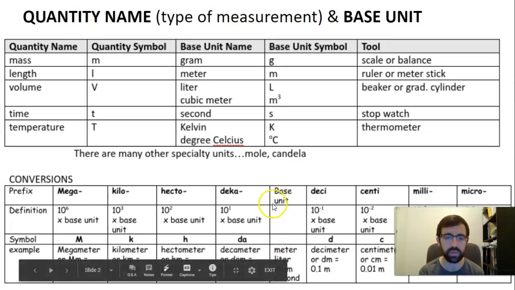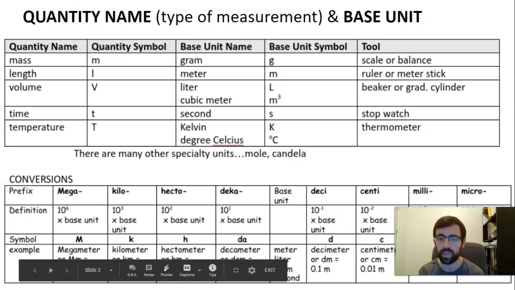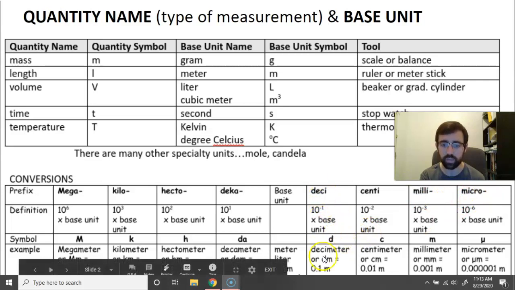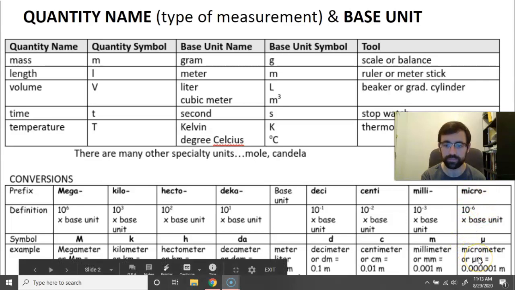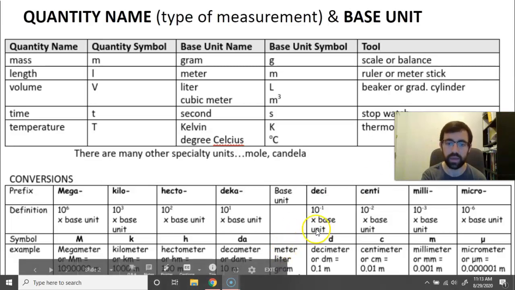We don't really use it as much with prefixes, but yes. Okay. And then, of course, deci, centi, milli, micro. Deci is 1/10, centi is 1/100th, milli is 1/1000th, micro is 1/1,000,000th. It's a millionth. And you can see the exponential factor right here, 10 to the -1, 10 to the -2, and so on.